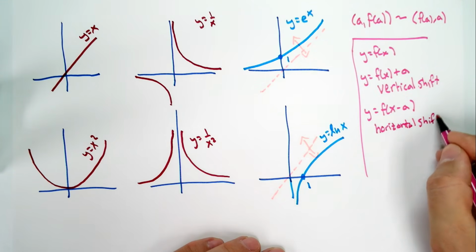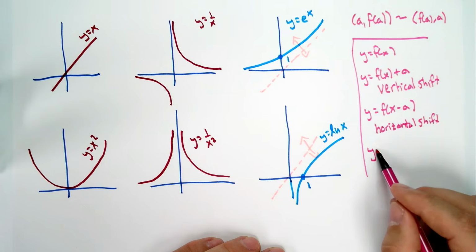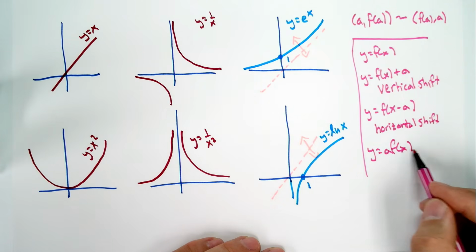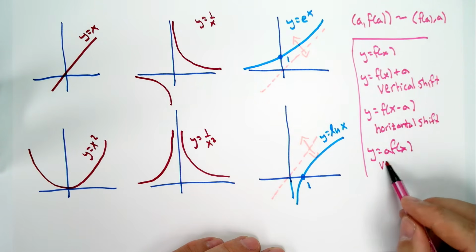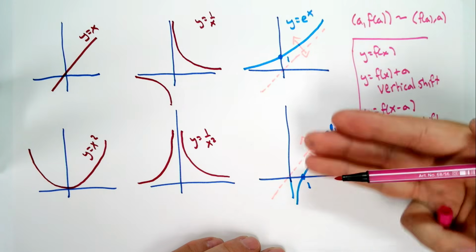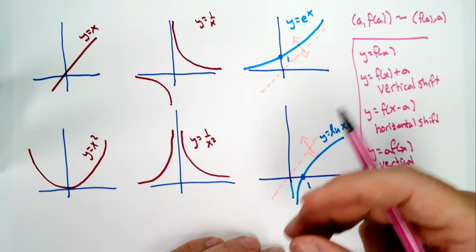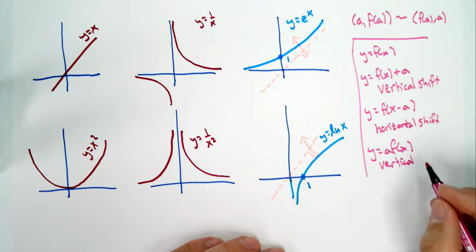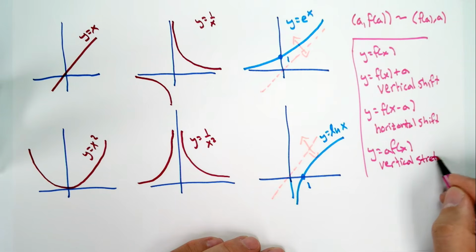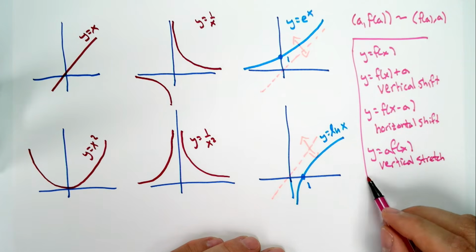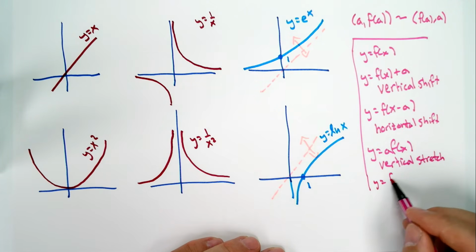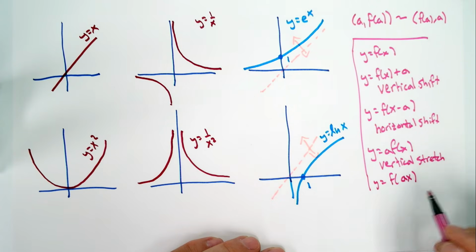Now, of course, I can do other things. So for example, I can do a f of x, and this is a vertical stretch. Of course, you might have a be negative, which flips the whole thing over. You might also have a be a small number, like a half. That's a vertical shrink. And of course, you could also do the same thing on the inside. This is a horizontal stretch.